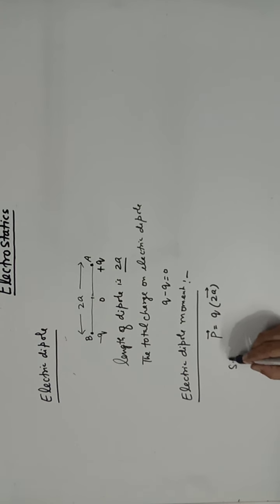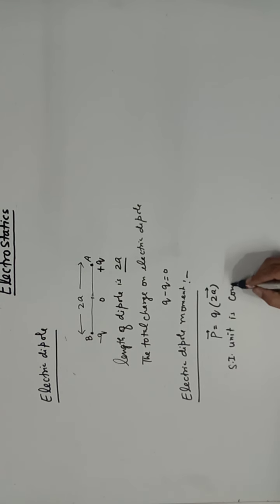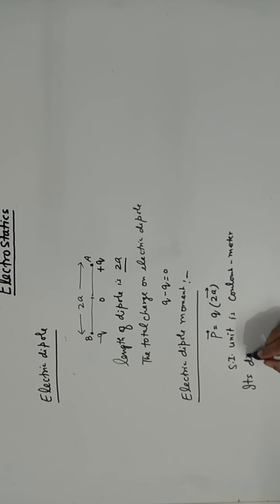Its SI unit is coulomb meter, because the unit of charge q is coulomb and the distance 2a is meter. So we write the SI unit is coulomb meter. Its direction is from negative charge to positive charge. Remember it always.